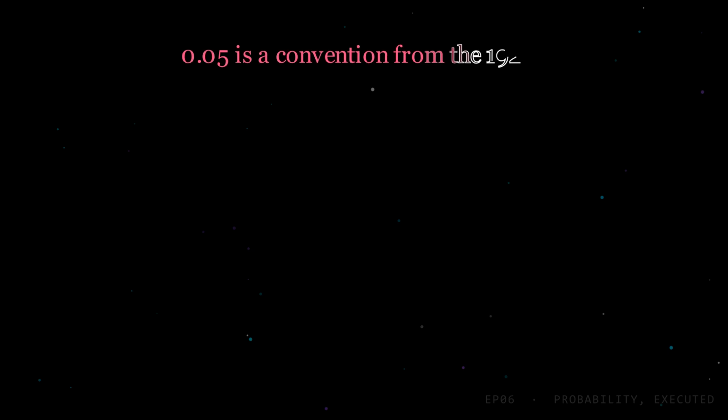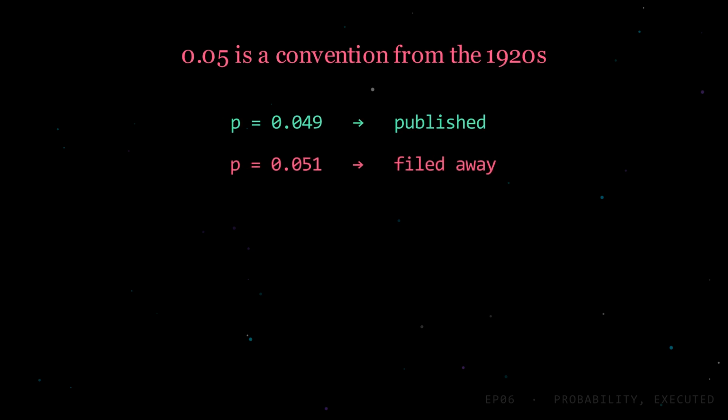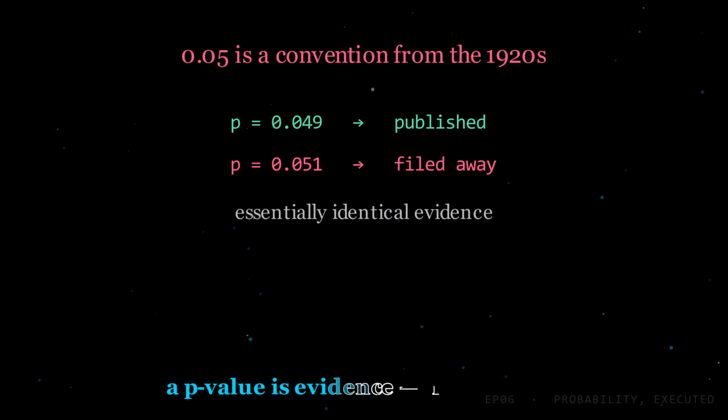The honest caveat is bigger than usual here. The 0.05 threshold is arbitrary. It's a convention from the 1920s, not a law. And it creates a genuinely damaging incentive, because a result at 0.049 gets published and one at 0.051 doesn't, despite those being essentially identical evidence. There's an entire replication crisis downstream of treating that number as a bright line. A p-value is one piece of evidence, not a verdict.